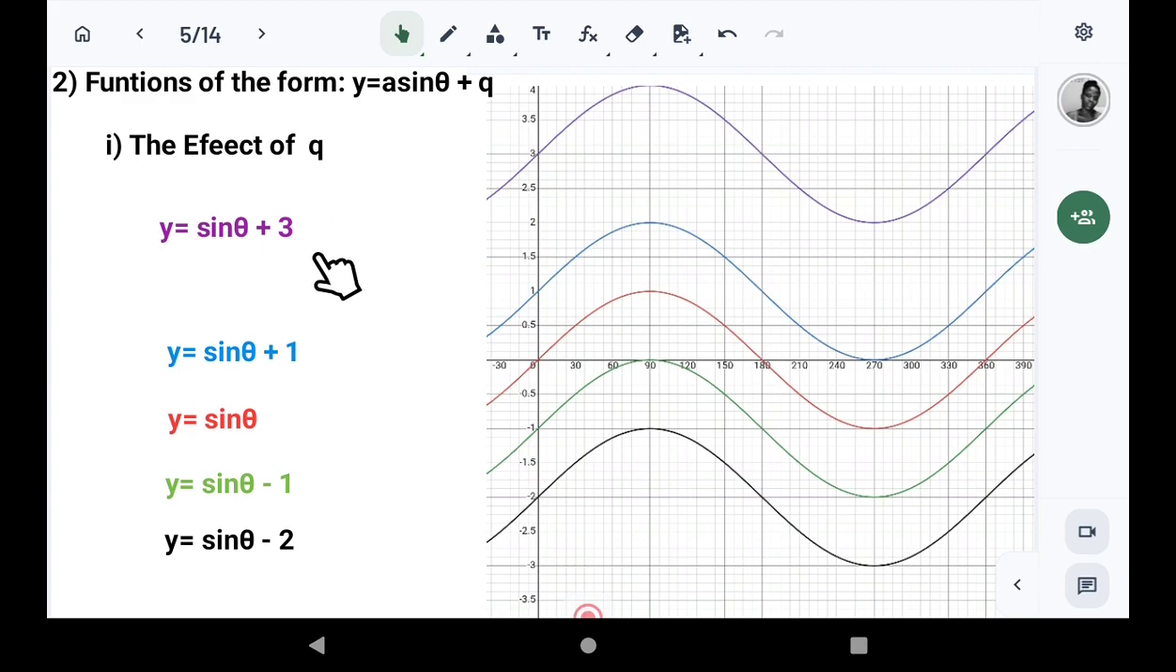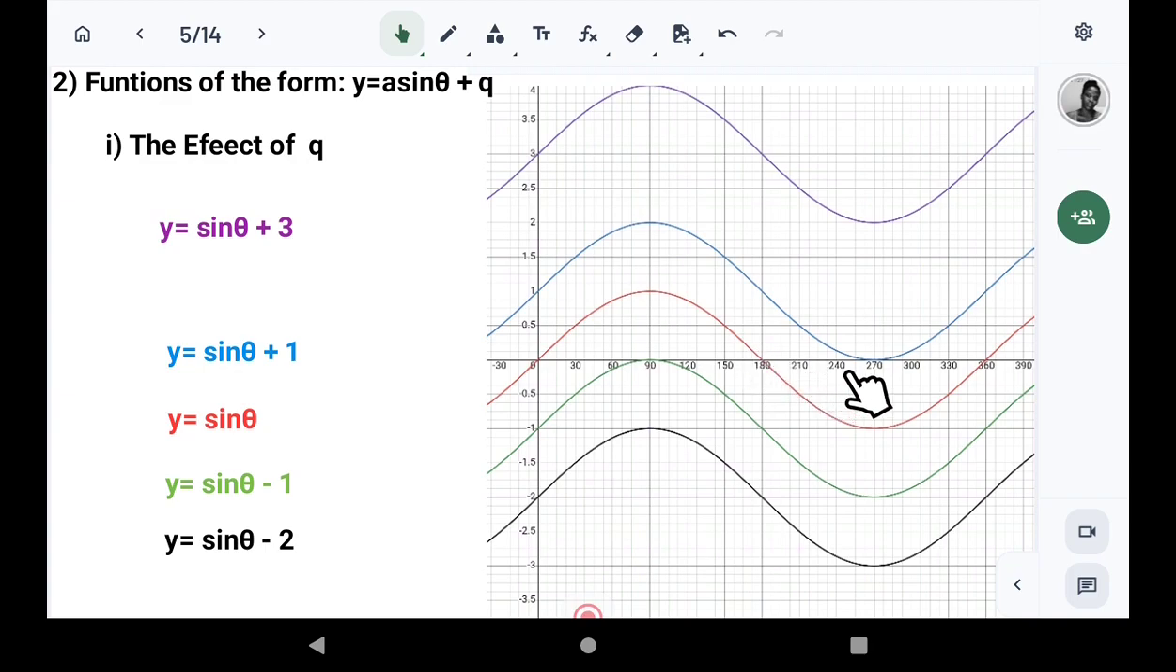Now, what happens when your q is 1? You get the blue graph. In other words, your graph is simply shifted 1 unit up. Let's look at the characteristics. Instead of the y-intercept being at the origin, it goes 1 up. So that is 0 degrees, 1. Your maximum, instead of being at 90 degrees and 1, is still at 90 degrees. It hasn't shifted on the theta axis or the x-axis, but it has shifted on the y-axis. It goes up to 2, which is 1 unit from the original maximum for y equals sine theta.